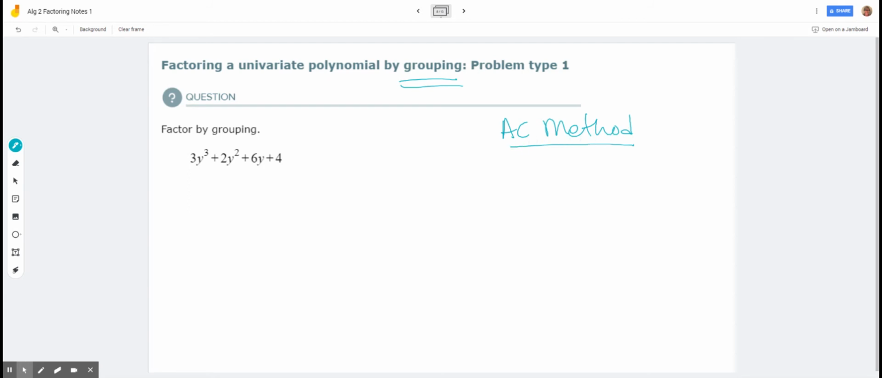Okay, but here's the way it works. You do factor by grouping with quaternomials. Look, there are 1, 2, 3, 4 terms. That's when factor by grouping works. When you see a trinomial, not going to do it. When you see a binomial, not going to do it. Factor by grouping is specifically for this.